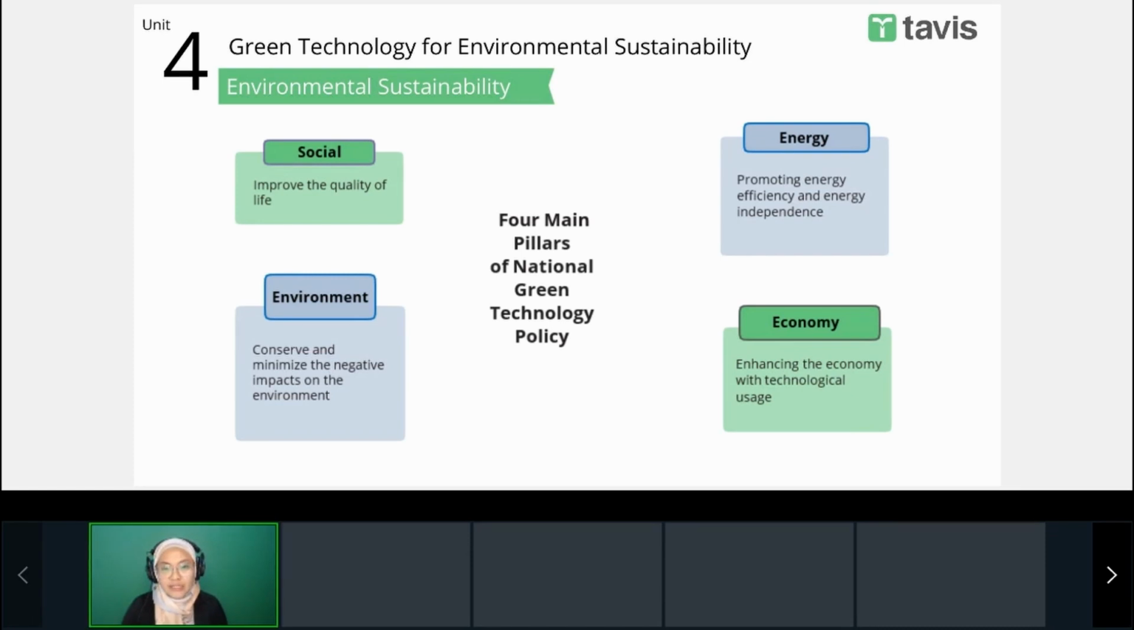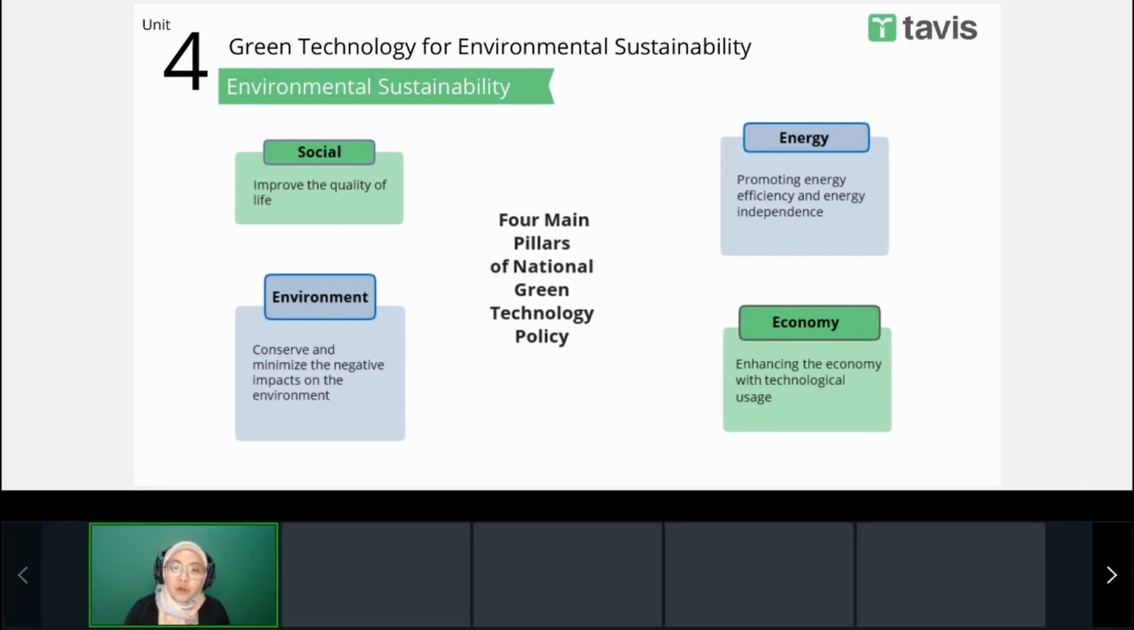Okay. Green technology is technology that humans built that has a very minimum effect on the environment. Let's say we are building a house that emits less carbon dioxide in terms of usage. Okay. Without further ado, let's move to the National Green Technology Policy that was established in 2019 by our government.